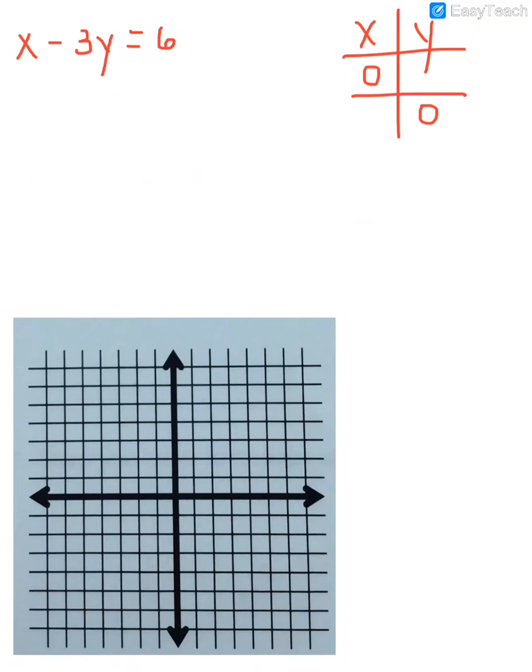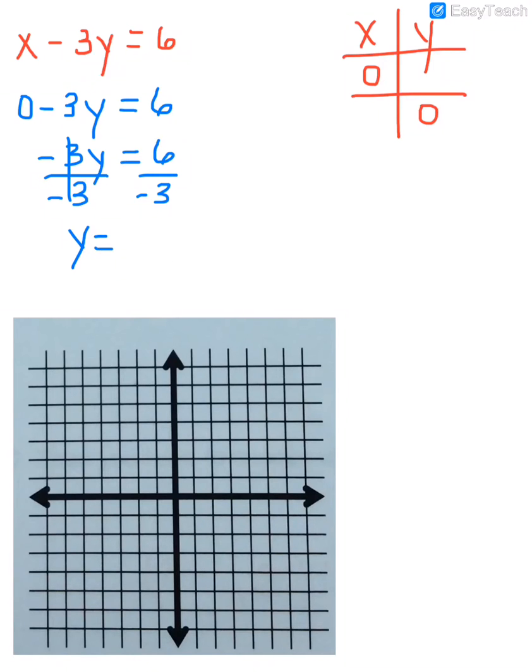intercepts. If I plug in 0 for x into my equation, I get 0 minus 3y equals 6. Well, the 0 just goes away. And to solve for y, I'm going to divide by negative 3. So that gives me y equals negative 2. Okay, so when I plugged in 0 for x, I got out negative 2 for y. So that means that my y-intercept is negative 2. Okay, so on my y-axis, I'm going to go down 2 and put a dot.